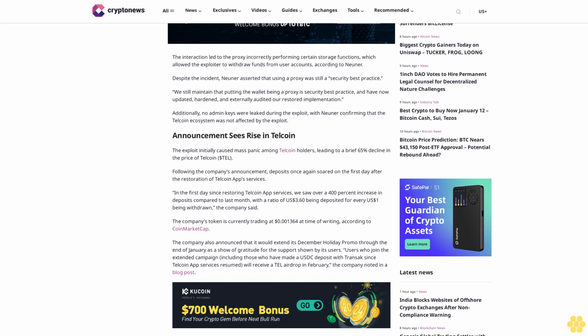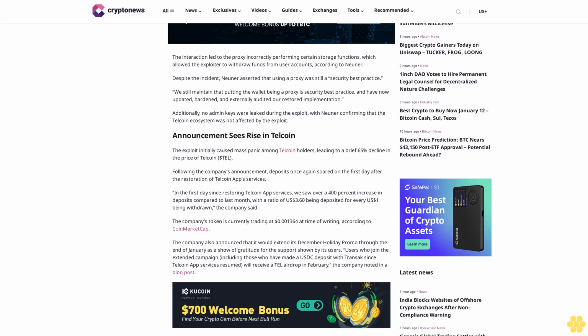The exploit initially caused mass panic among Telcoin holders, leading to a brief 65% decline in the price of Telcoin, $TEL. Following the company's announcement, deposits once again soared on the first day after the restoration of Telcoin app services. "In the first day since restoring Telcoin app services, we saw over a 400% increase in deposits compared to last month, with a ratio of $3.60 being deposited for every US dollar being withdrawn," the company said. The company's token is currently trading at 13.64 cents at time of writing, according to CoinMarketCap.